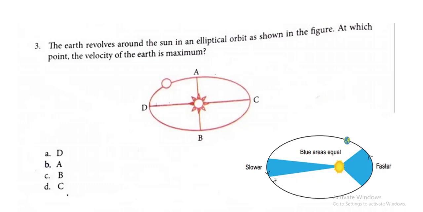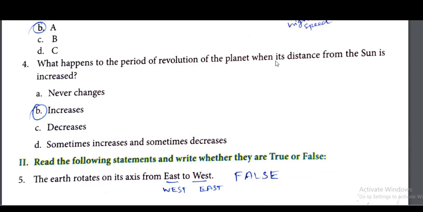Notice this point at the aphelion position. This point is called the aphelion position, and this point is called the perihelion position. Suppose the Earth is here. It has to cross a larger area and its velocity should be maximum. Compare these two pictures, and the point here is C. So at point C, the velocity of the Earth is maximum. What happens to the period of revolution of the planet when its distance from the Sun is increased? Definitely it increases. We already know this, which is given in the book.